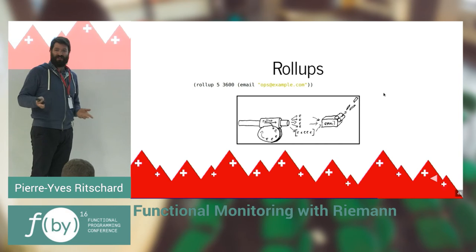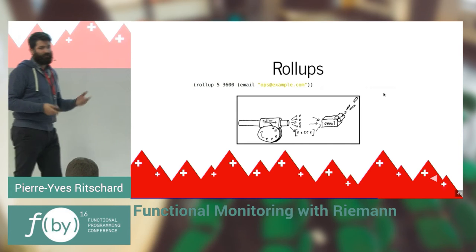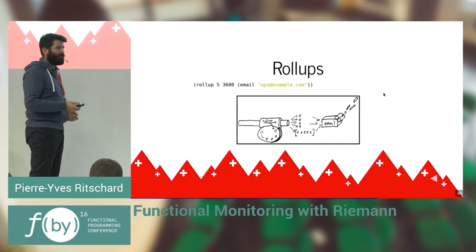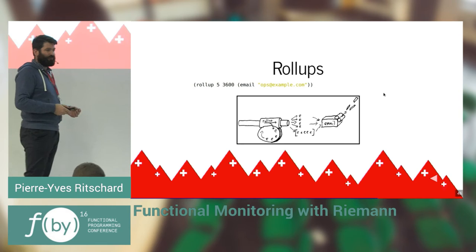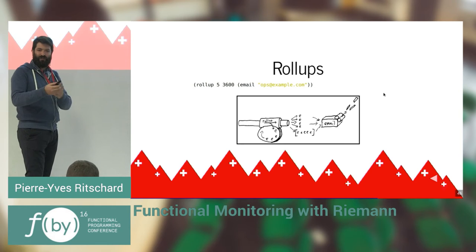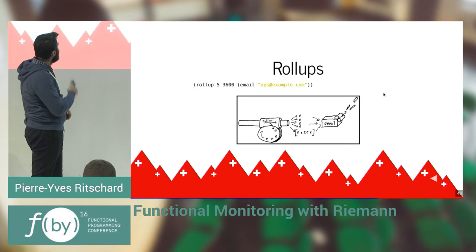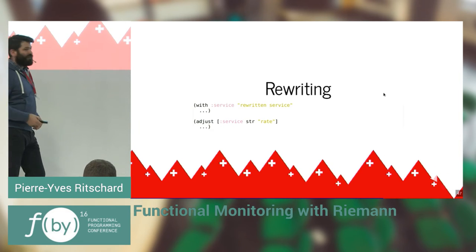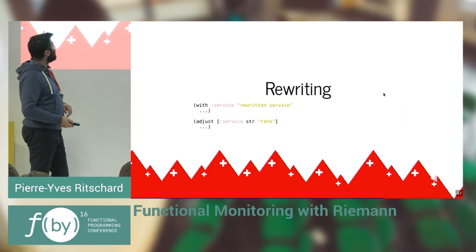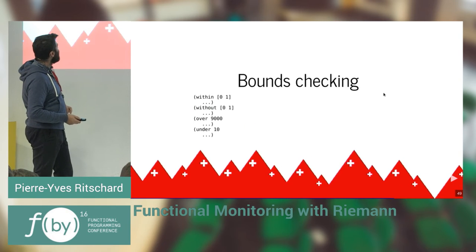But if you have state transitions that happen every second, you might not want to send an email every second, because your ops team is going to figure out that something is wrong at the first one. So rollup allows you to avoid sending too many transitions by holding on to events for a window of time and only applying the function when the time window has expired. You can also rewrite to adapt and mangle events. You have grouping and folding options. Since I have only 10 minutes left, I'll go a bit faster on that.